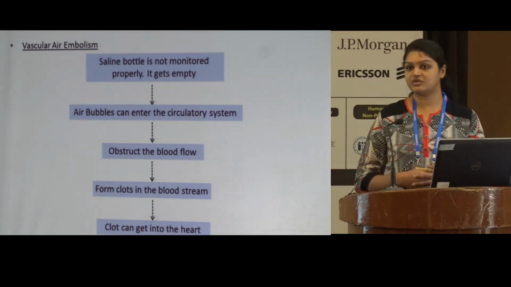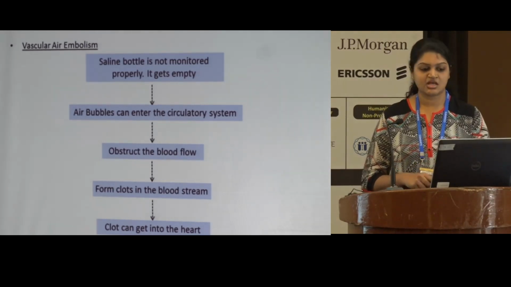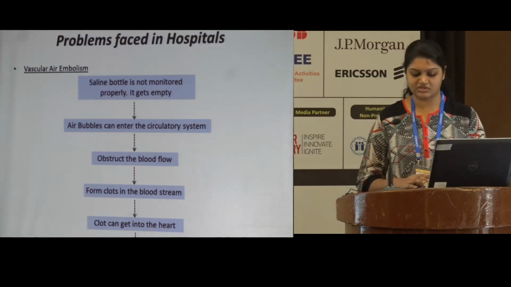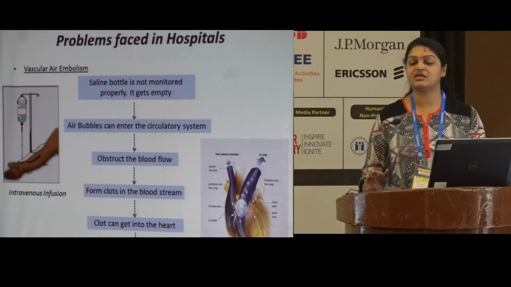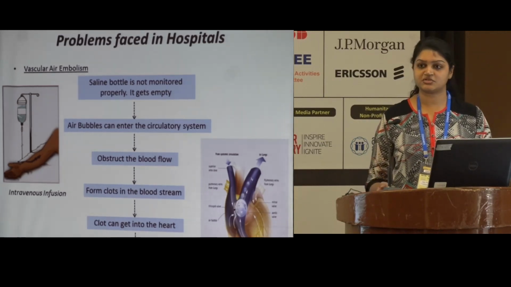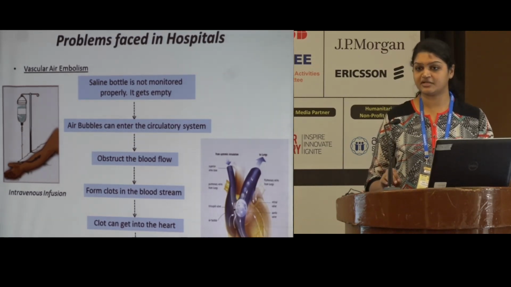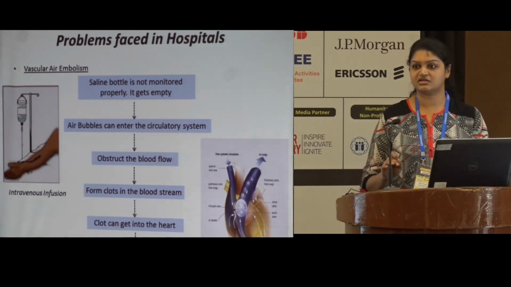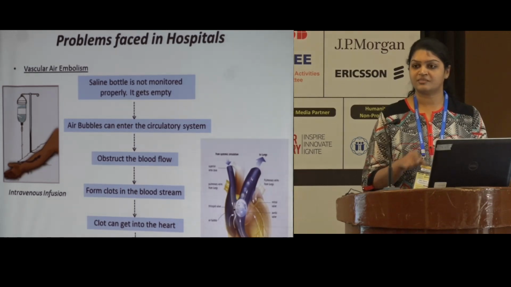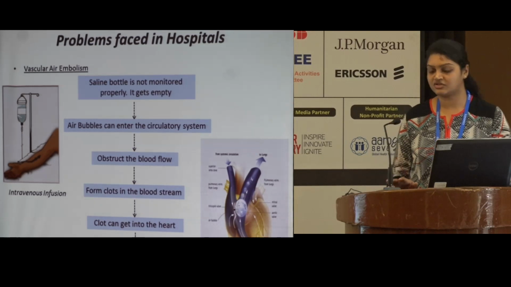Now, for our project, we concentrated on three major problems faced by hospitals. One is vascular air embolism. In any regular hospital, whether a 50-bedded hospital or a 200-bedded hospital, intravenous infusion of saline is pretty common. And it gets very hectic to monitor each and every saline bottle of patients, and it gets difficult for the nurse.